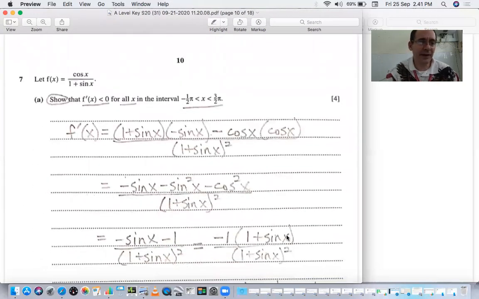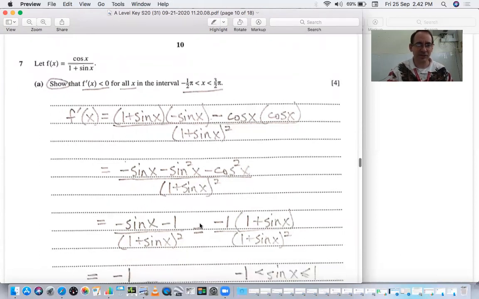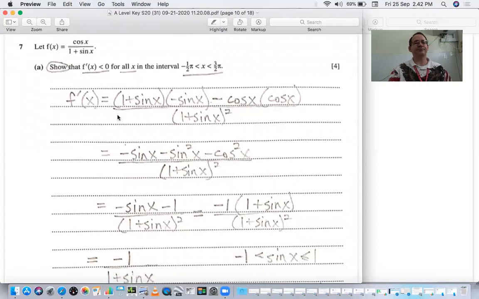Number 7, f of x equals cosine x divided by 1 plus sine x. Show that the derivative is less than 0 for all values of x between the interval of negative pi halves and 3 pi halves. I think that this domain statement probably has something to do with the vertical asymptotes in the denominator, not really affecting our solving process, but that's okay.